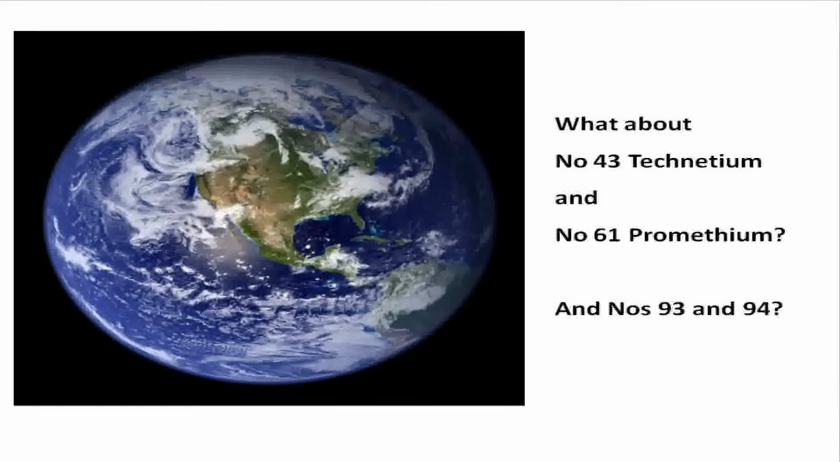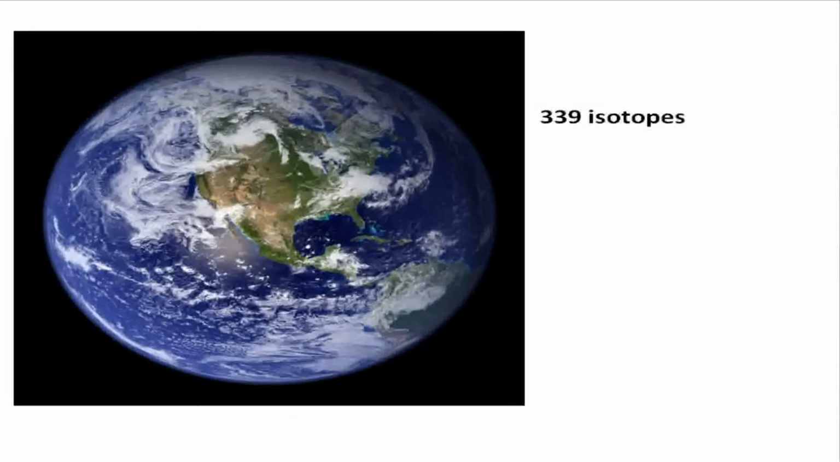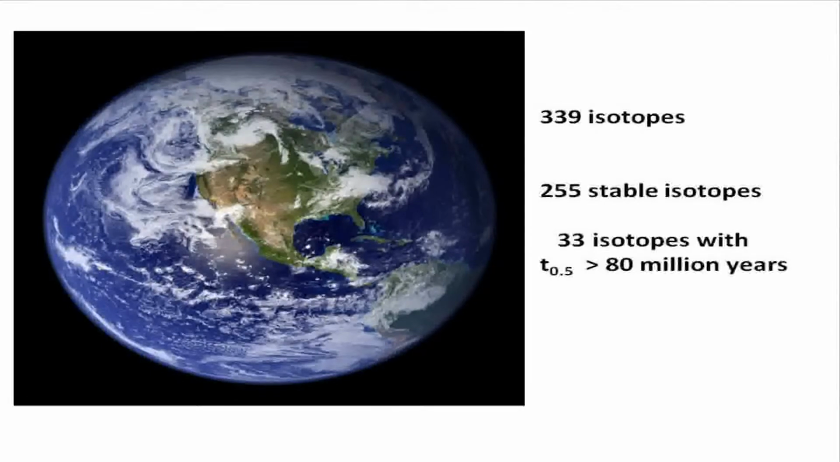Forget about the elements, just look at the unstable atoms. The Earth is composed of about 339 isotopes, which are nicely grouped into elements. Of that, 255 are stable. 33 of them, more or less, have got half-lives which are more than 80 million years, so stable as far as I'm concerned.